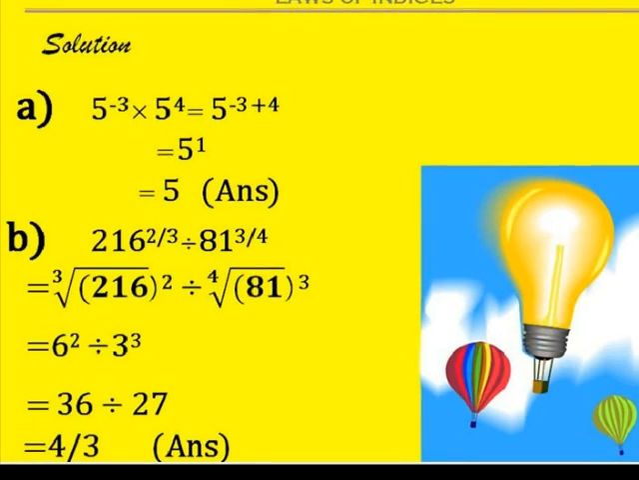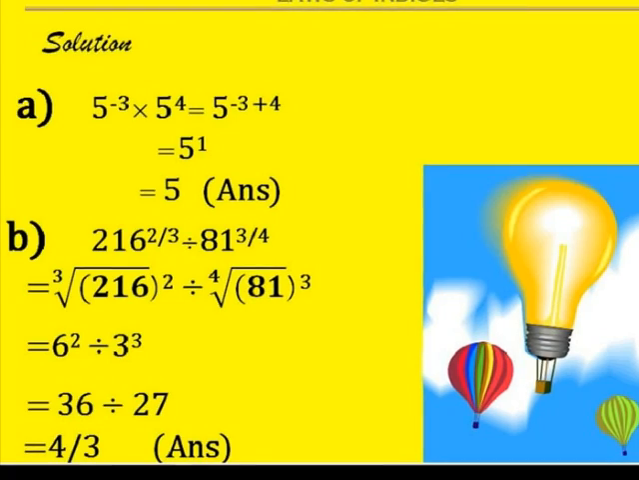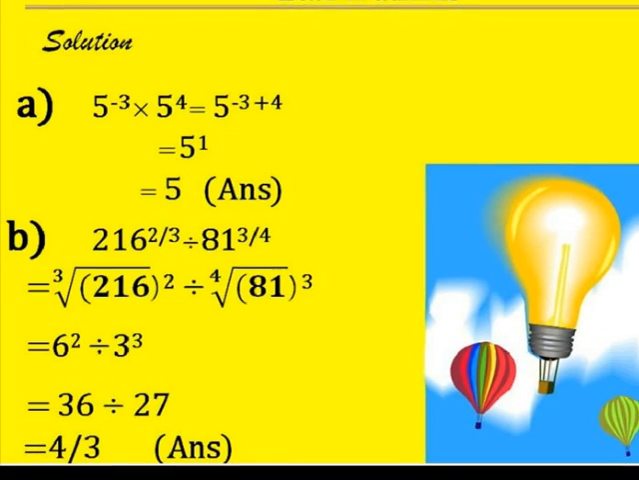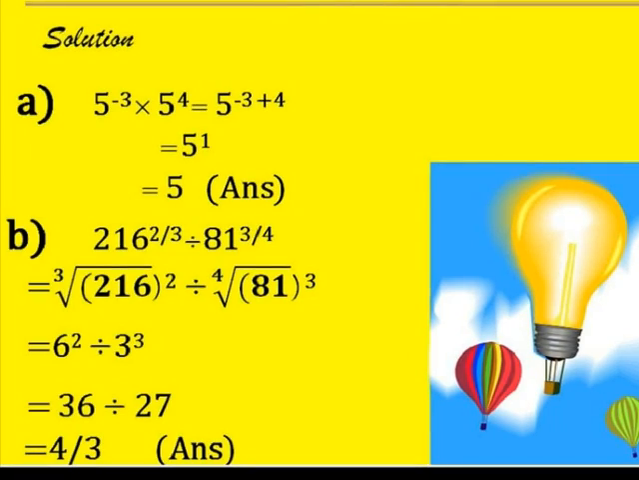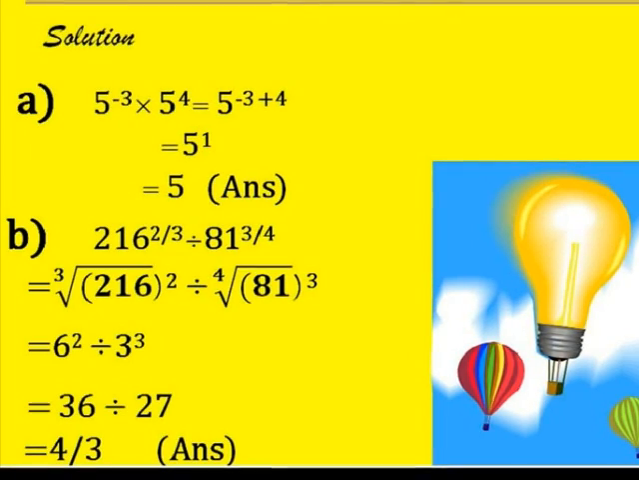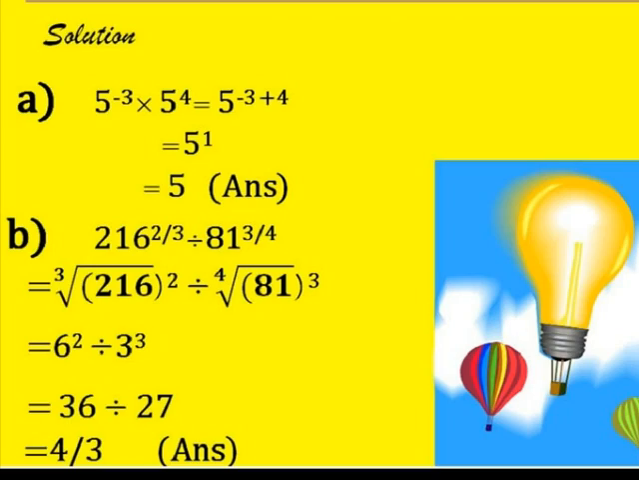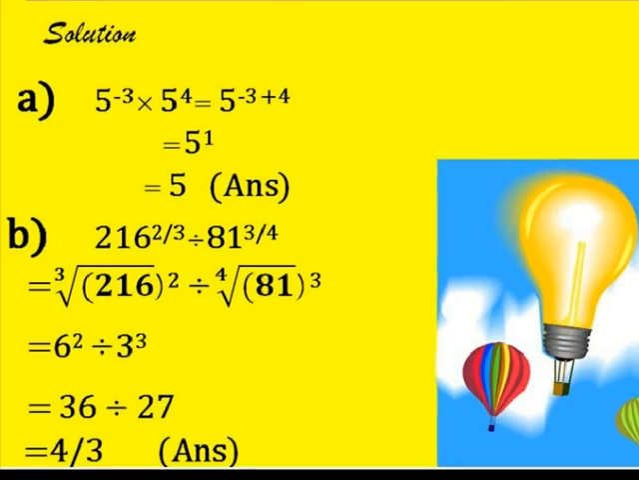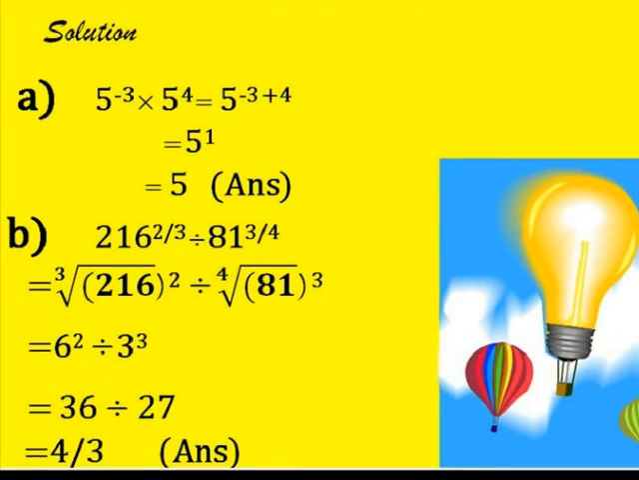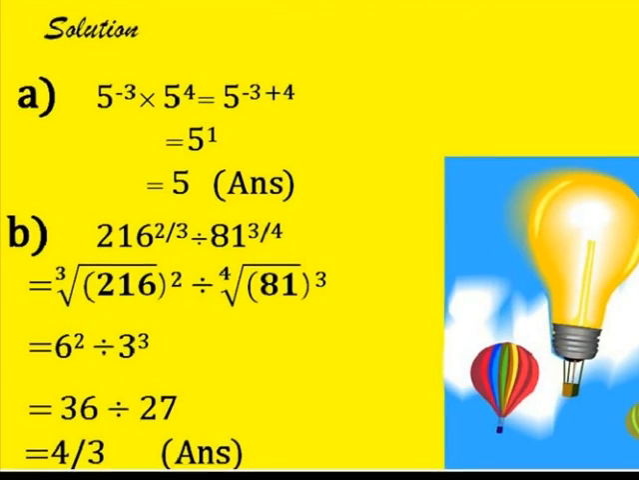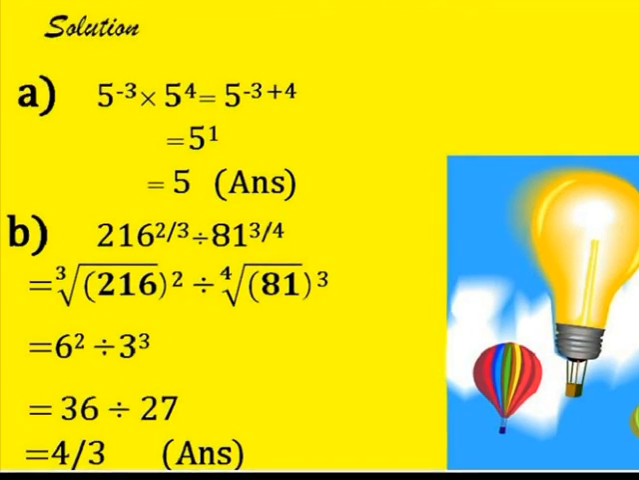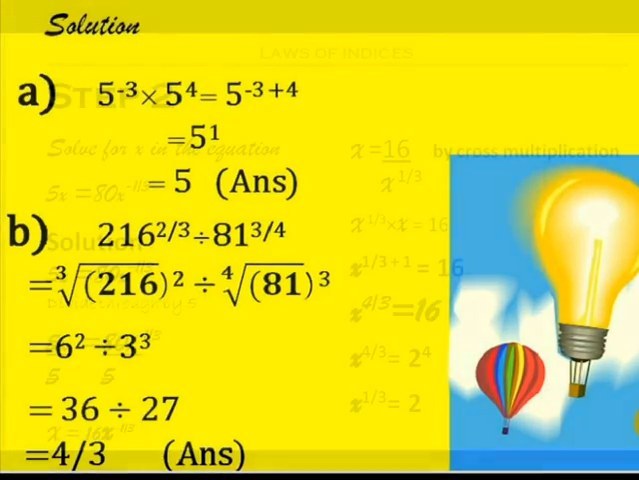Part B. 216 raised to the power 2 over 3 divided by 81 raised to the power 3 over 4. The first thing to do is to simplify each of the terms. Hence, you'll have 6 raised to the power 2 divided by 3 raised to the power 3 on simplification. And that gives us 4 over 3 as a final answer.